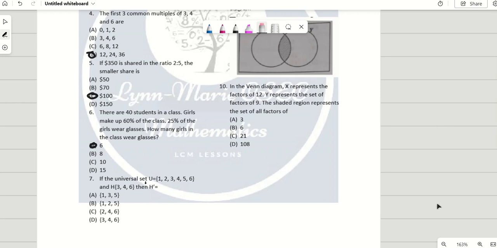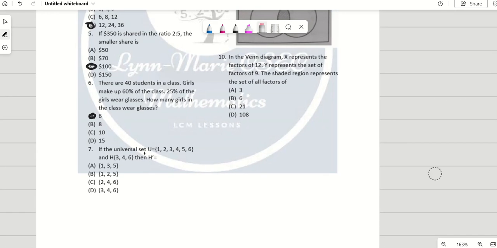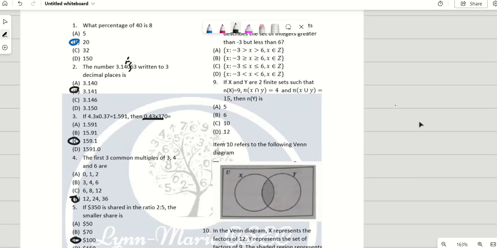Number 7, if the universal set U is 1, 2, 3, 4, 5, 6, and H is 3, 4, 6, they want H complement. What is H complement? It means everything outside of H. So we are going to cross out 3, 4, and 6. These are not found in H complement. So H complement would be 1, 2, and 5, which is B.